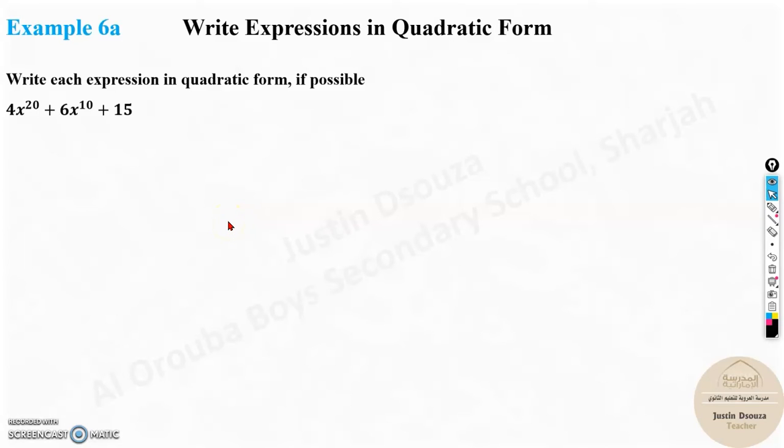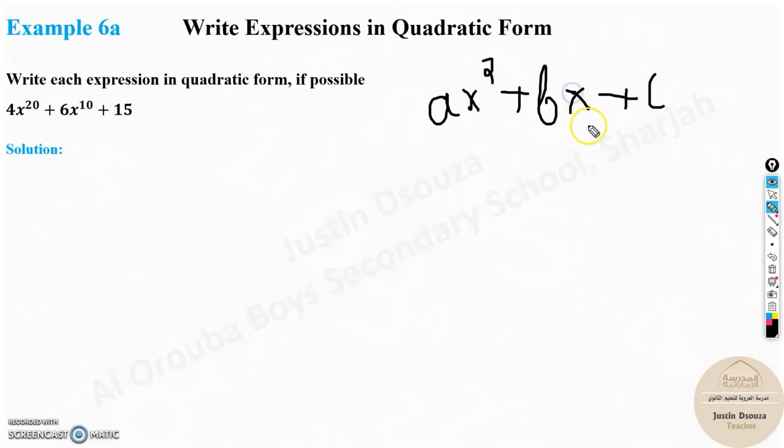Now we move to the last topic in this lesson, to write expressions in quadratic form. Now we must recall what a quadratic form is. Quadratic form is basically ax squared plus bx plus c. Now the goal over here is to write a, b, and c as small numbers as possible. And remember, the x over here and this must be the same, it's just squared.